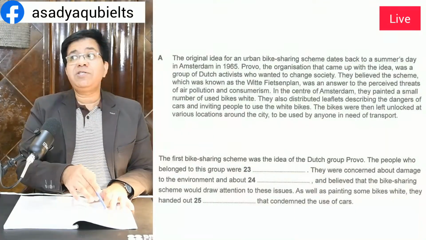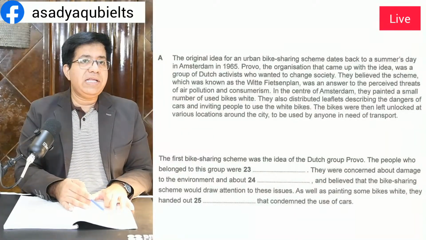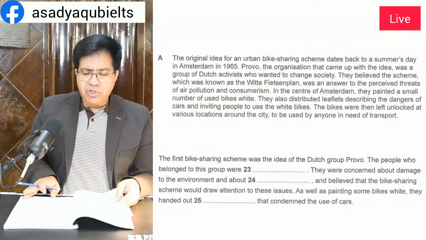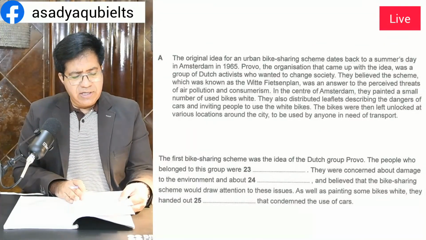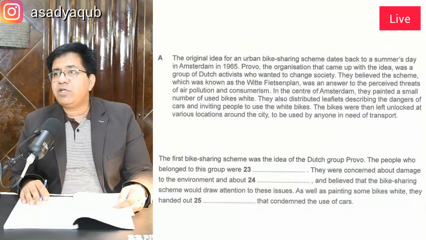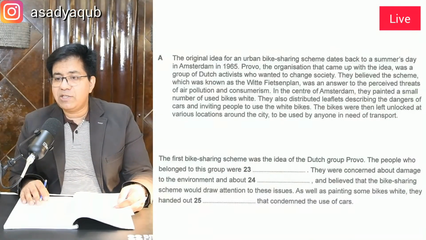And consumerism. Absolutely. So the correct answer is consumerism. For air pollution, they mentioned the word environment and the answer is consumerism. And make sure you write the correct spelling. Spelling matters.